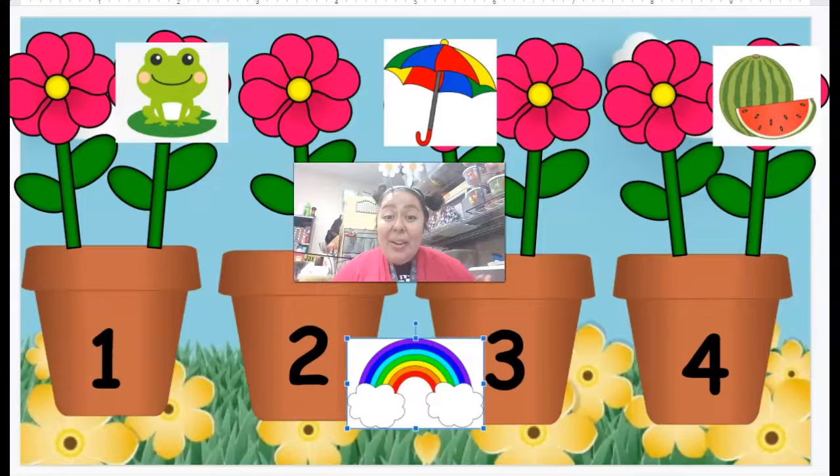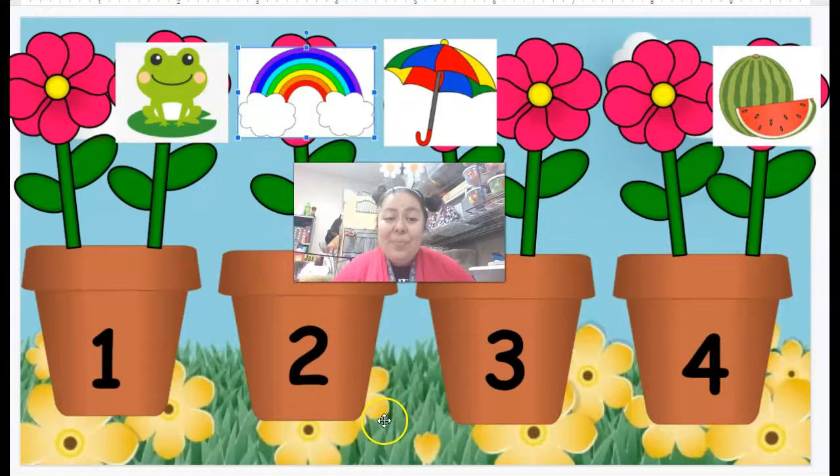It's a rainbow. When might you see a rainbow in the sky? After it rains and when the sun is shining, that's when you can see a rainbow. Well, let's figure out how many syllables are in the word rainbow. Hand up, fingers ready. Rainbow. 2. So I need to look for the pot with number 2. Here it is, and I'm going to put it right on top of that flower.